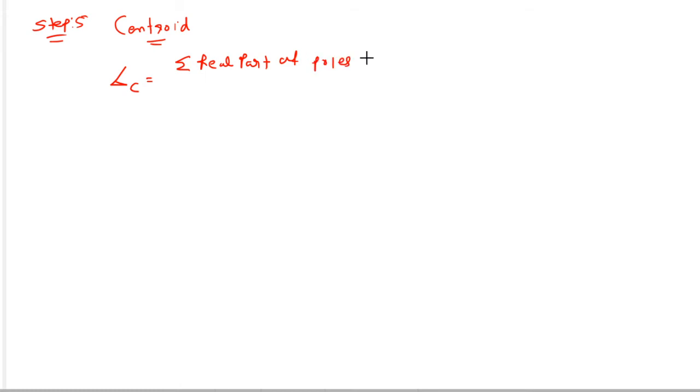Now step number 5, that is the centroid. The centroid formula is sigma c equal to the summation of the real parts of the poles minus the summation of the real parts of the zeros, upon p minus z. That is your step number 5.